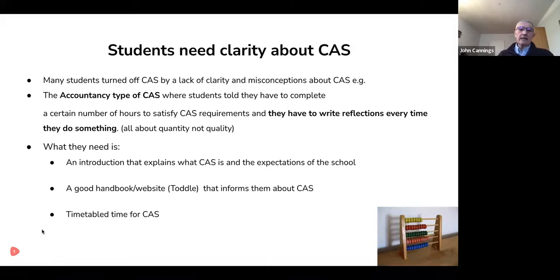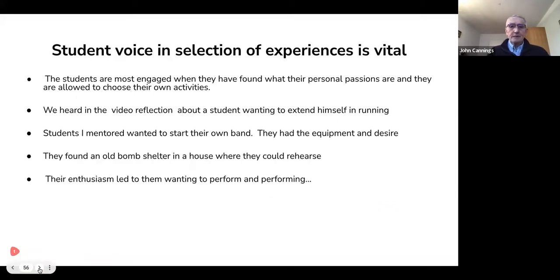What they do need is a good introduction that explains what CAS is, and particularly the expectations of the school. Every school has its own rules and methods of dealing with CAS. A really good handbook or website, Toddle provides that, that informs them about CAS, and definitely timetable time for CAS to discuss some of the issues that come up. We'd like to move on.